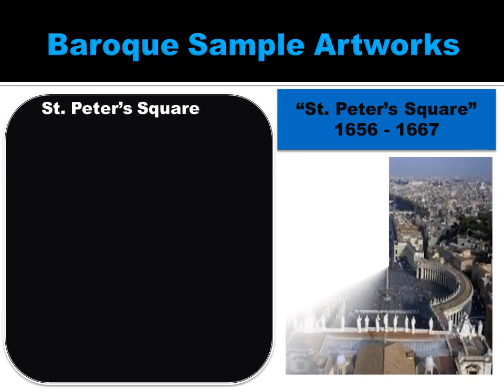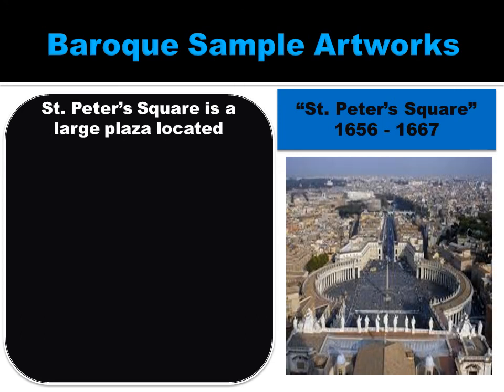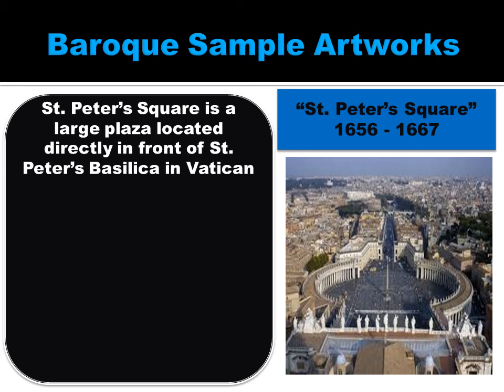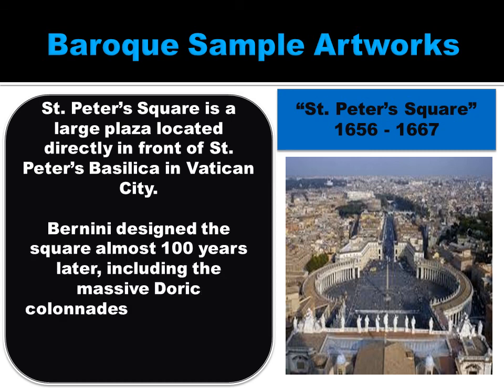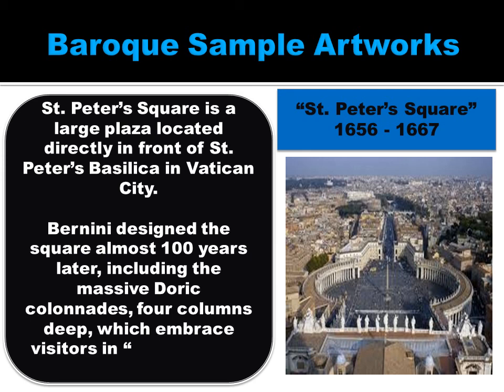St. Peter's Square. St. Peter's Square is a large plaza located directly in front of St. Peter's Basilica in Vatican City. Bernini designed the square almost 100 years later, including the massive Doric colonnades, four columns deep, which embrace visitors in the maternal arms of Mother Church.